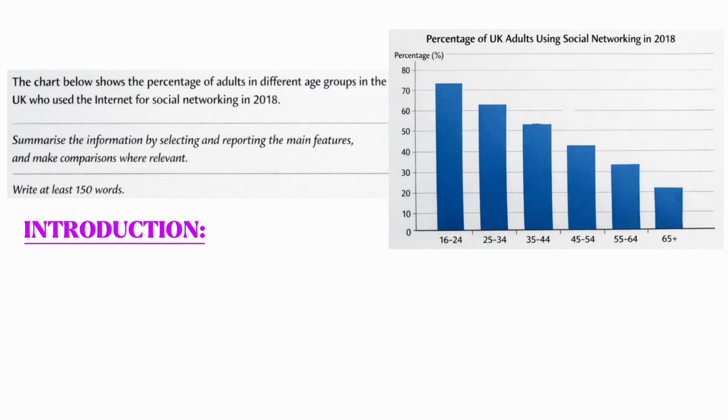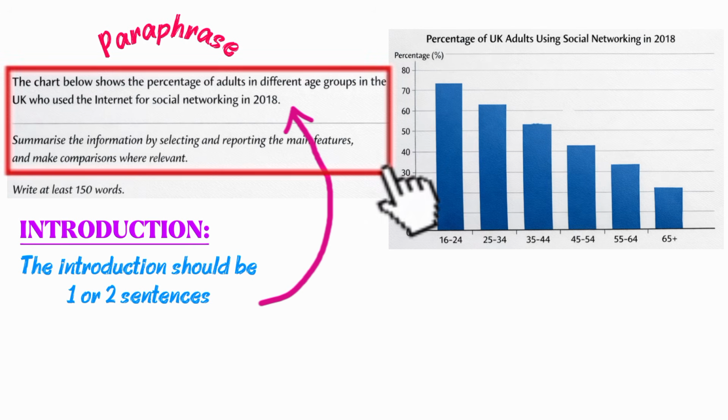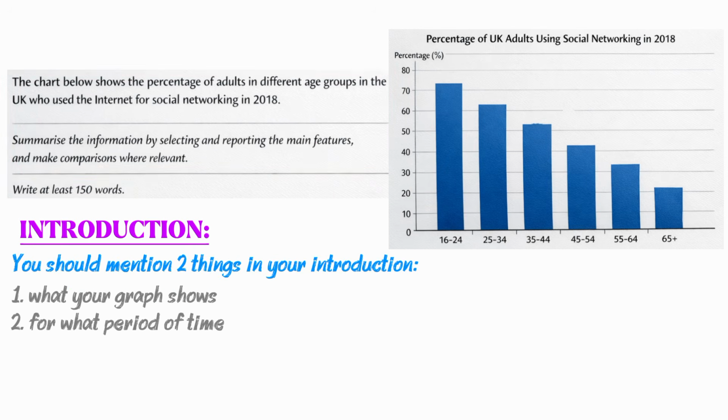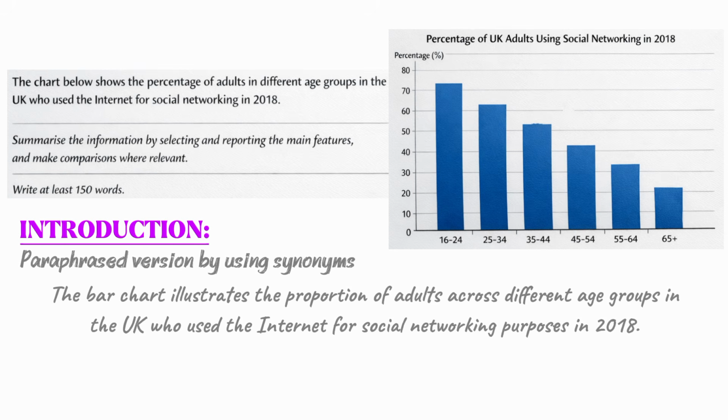And our first paragraph is an introduction. The introduction is 1 or 2 sentences where you simply paraphrase the information from your question. You should mention 2 things in your introduction: what your graph shows and for what period of time. So, instead of writing, the bar chart shows the percentages of adults in different age groups in the UK who used the internet for social networking in 2018, we should write a paraphrased version of this information by using synonyms. And here is how I wrote it.